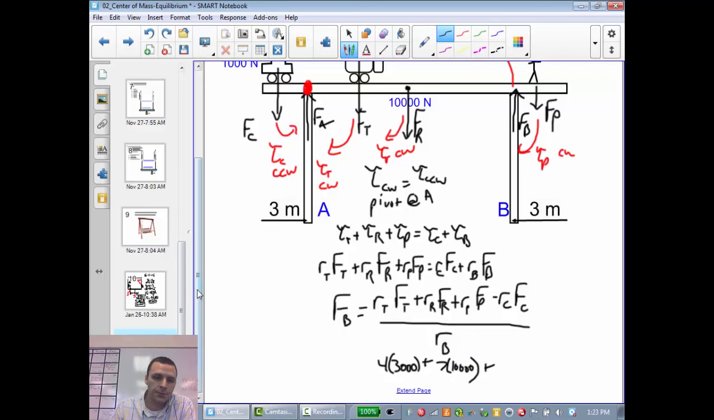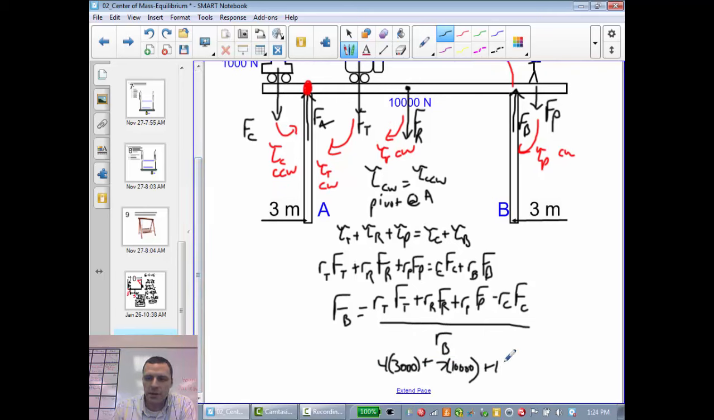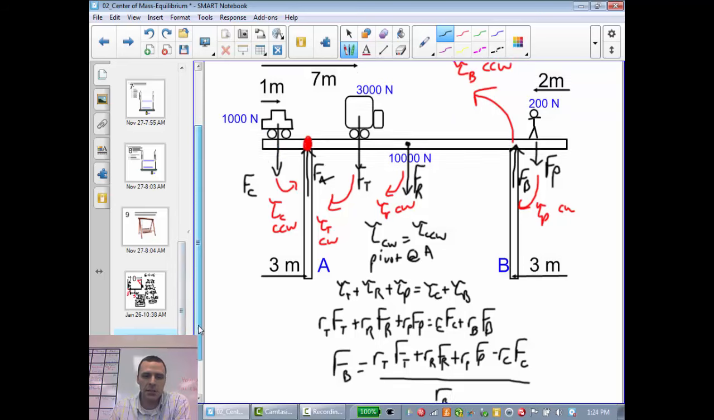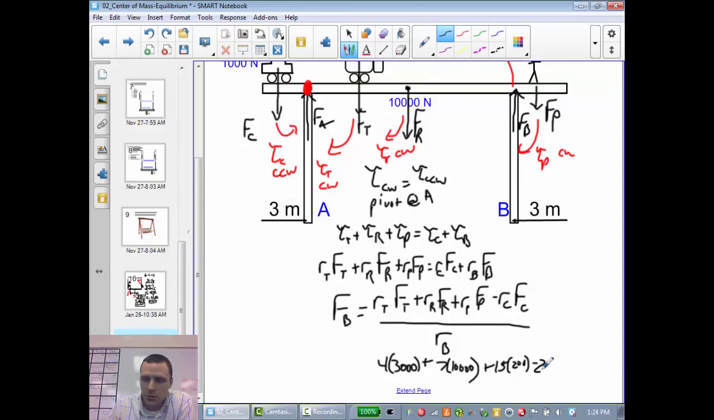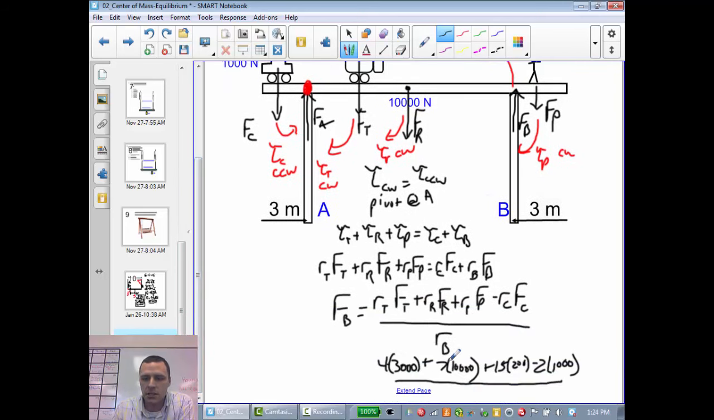The person is 2 meters from the right end, and the pivot point is 3 meters from the left end. So 20 minus 2 minus 3 is 15. They are 15 meters, and their weight is 200. Now the car: the car is 1 from the end, and the pivot is 3 from the end, so that makes them 2 meters from one another. So 2 meters times 1,000, I believe, is the weight of the car. And then the total distance from the pivot point to the other column is 20 minus 3 minus 3, or 20 minus 6, which is 14.